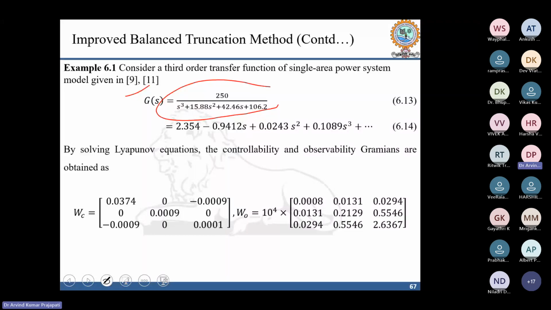controllability and observability gramians. For calculating the controllability and observability gramians, you have to use the Lyapunov equation as mentioned in the previous slides. By using the Lyapunov equations, we have calculated the controllability and observability gramians for this system. So here you can see, if you determine the poles of this system, the poles are lying in the left half of the s plane. So these are stable systems.